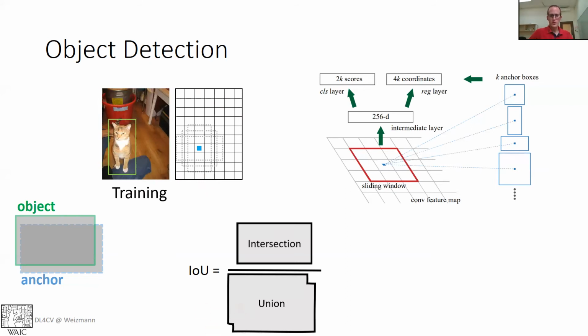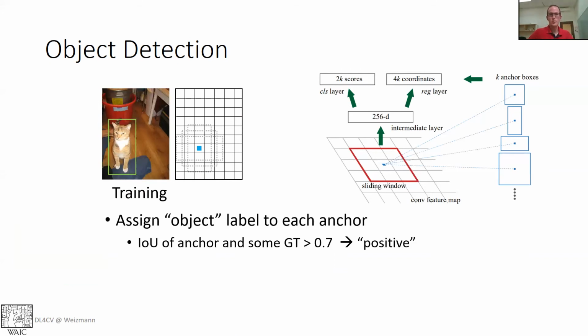We are going to match each and every one of the anchors with all the objects we have annotated in the image. And if we have anchors with intersection over union greater than 0.7, which is not bad at all, then this is a positive anchor.